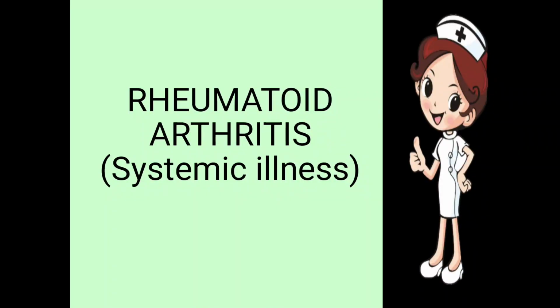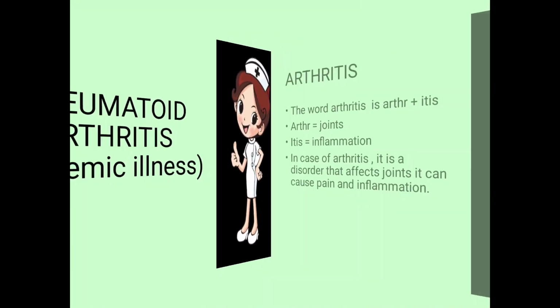Hi everyone. Today I am giving you information on the topic rheumatoid arthritis, which is one of the systemic illnesses. A systemic illness is a kind of illness which affects the part of the body where the disease takes place, but it also affects different parts of the body. So let's move to the basics.